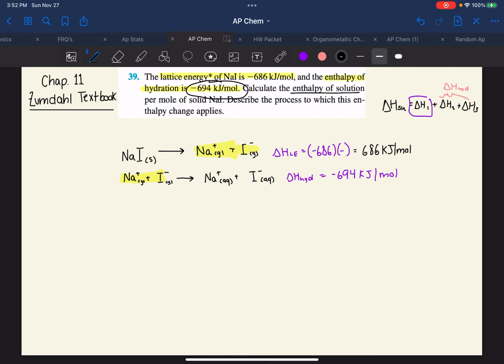Now we have the total sum reaction: NaI as a solid goes to Na plus aqueous and iodide aqueous. And the total delta H of solution here is going to equal negative 8 kilojoules per mole.